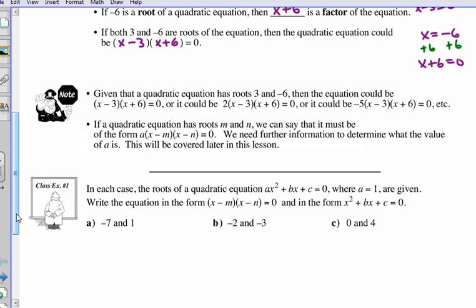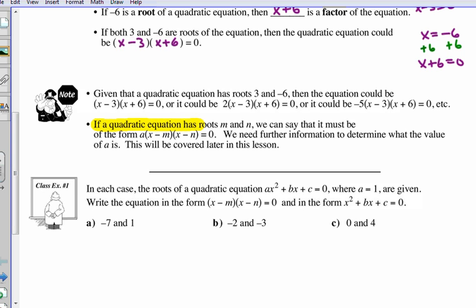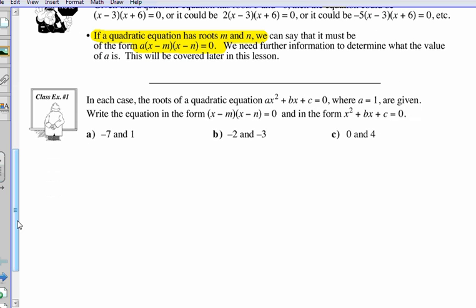Okay, so if you could highlight or circle the second bullet there. The second bullet says, if a quadratic equation has roots m and n, then we know in factored form it would be a times x minus m times x minus n equals 0. We looked at that in our last unit, right? It's very similar, a lot of the same stuff. But all we're doing this unit is incorporating our factoring. Okay, so let's write each in the form of x minus m times x minus n. Note here that the a value equals 1. So they're telling us a is equal to 1. In other situations, if we don't know that, we're going to have to solve for a.